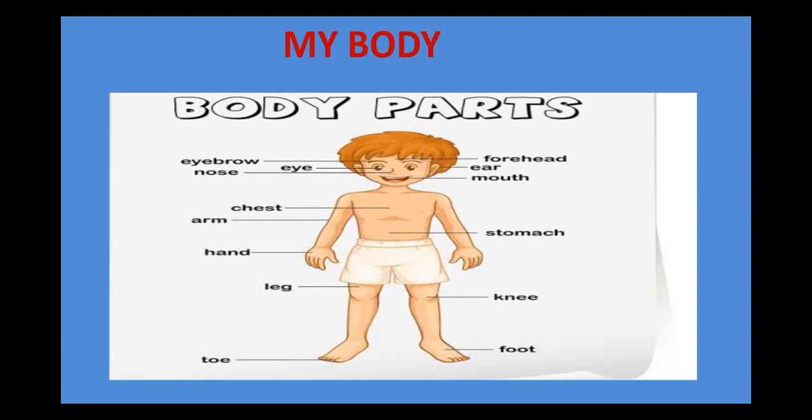Dear children, over here I have a picture in front of me. What is there in this picture? The picture shows the different parts of the body. The parts like leg, knee, chest, eyes, mouth, forehead can be seen. So these are the different parts of the body.